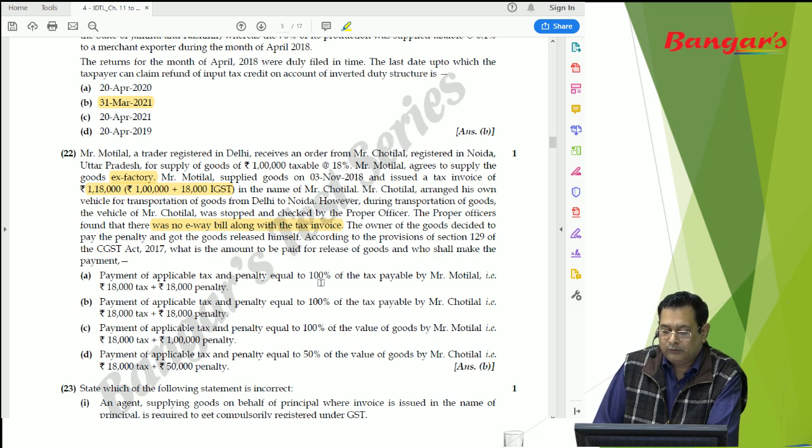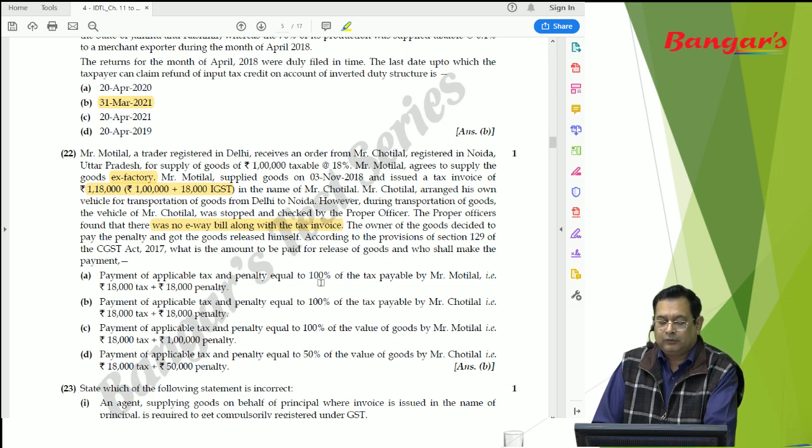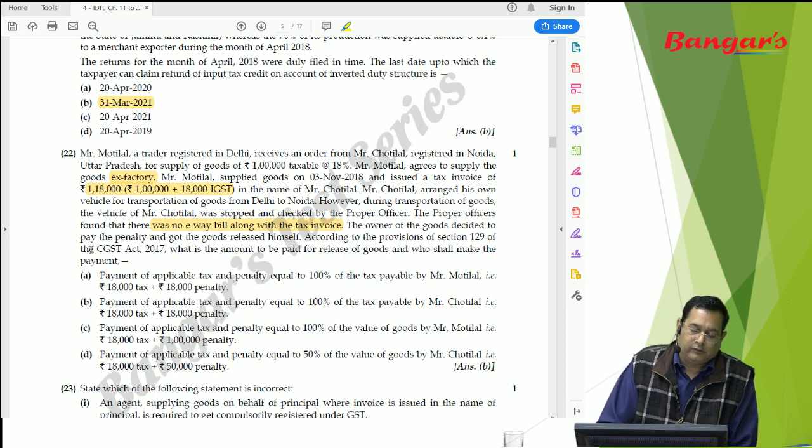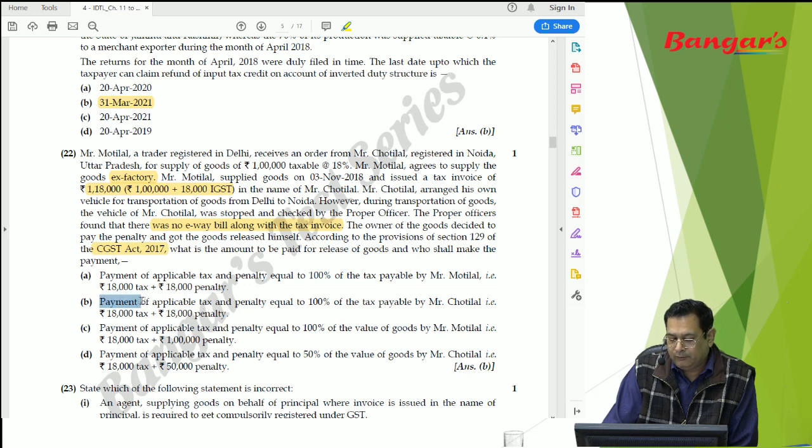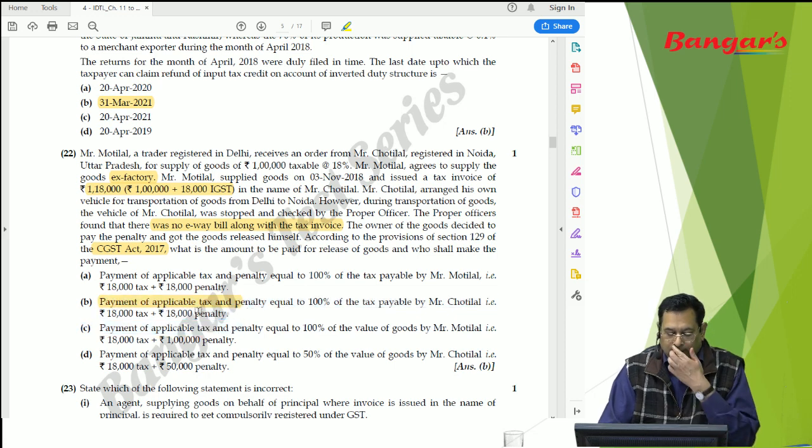The owner of the goods decided to pay the penalty and got the goods released himself according to the provisions of section 129 of the CGST Act 2017, where the owner comes forward to pay tax and penalty. What is the amount to be paid for the release of the goods and who shall make the payment? So here the payment will be made by the owner of the goods, and the payment will be of the applicable tax and penalty equal to 100% of the tax payable. And Mr. Chotilal, who is the purchaser, will pay the tax amount as well as a penalty amount equal to 100% of such tax.